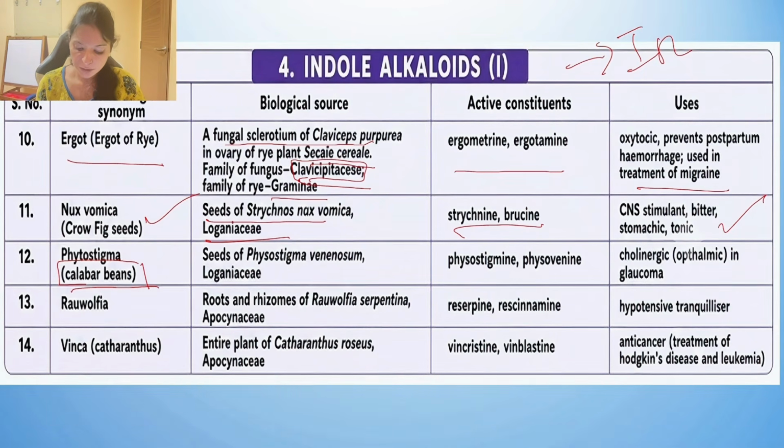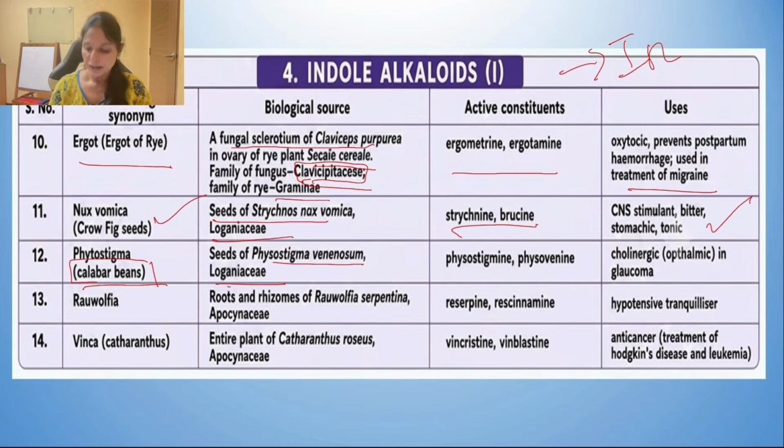Seeds of Physostigma venosum belonging to family Loganiaceae. Physostigmine and physovenine are the pharmacologically active constituents, and the main use of this is that they are used in glaucoma as a cholinergic ophthalmic.